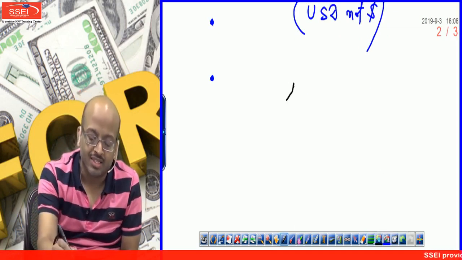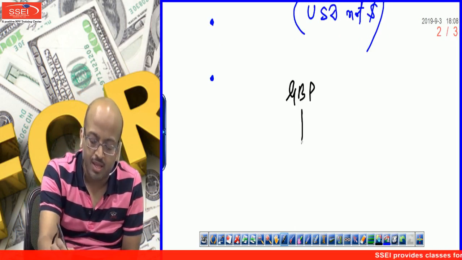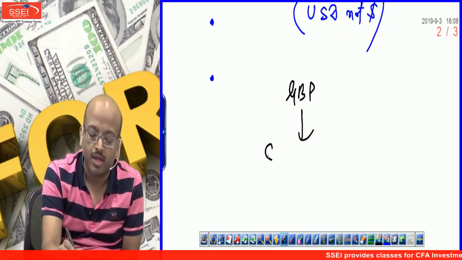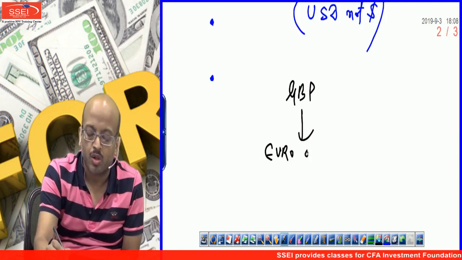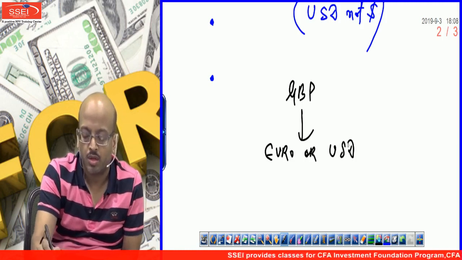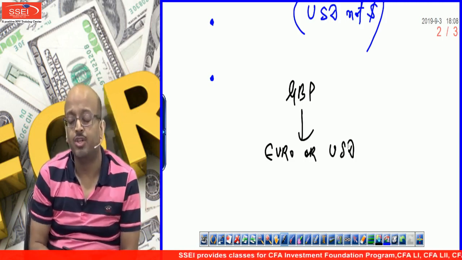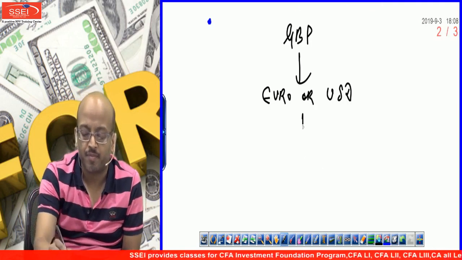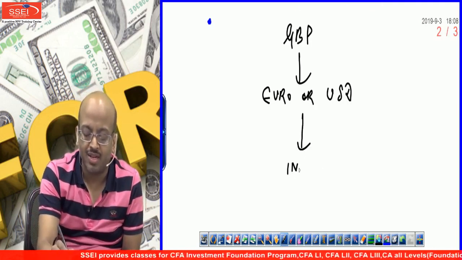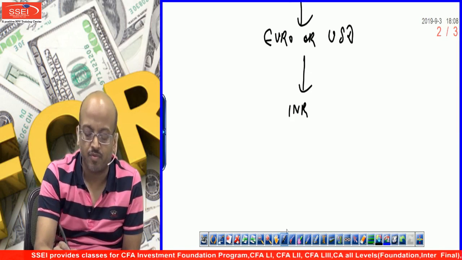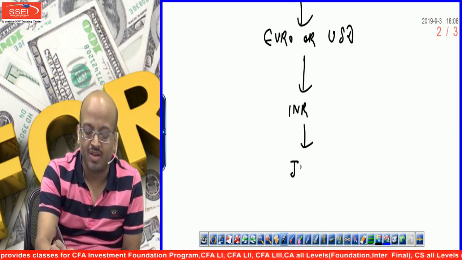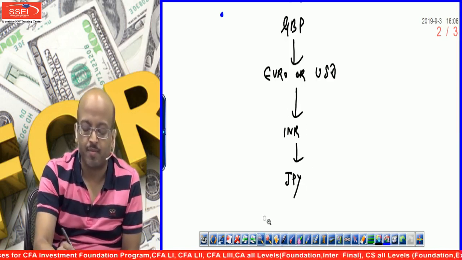Okay, so let's write down the sequence. GBP, second level is Euro or USD, third level is INR, fourth level is JPY.